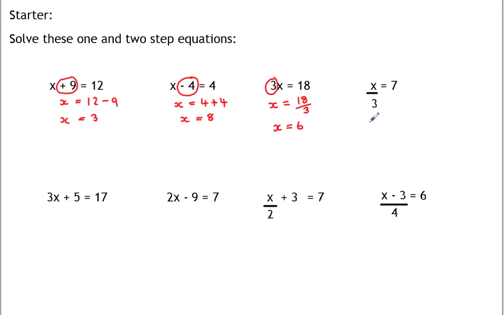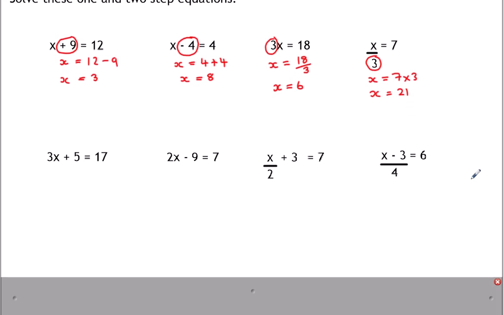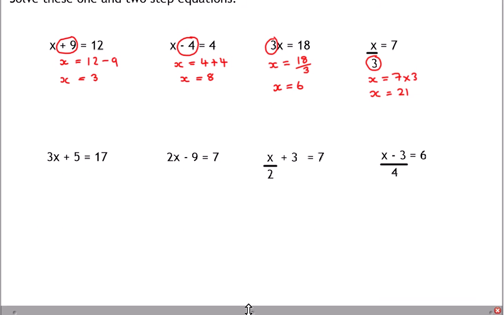And for the last one of the one-step equations, this 3 down here at the minute is dividing because it's underneath a fraction, and the opposite of dividing by 3 is to times by 3. 7 times 3, x equals 21. Okay, it should look pretty much exactly like mine. If it doesn't, you're not writing them down properly and you're asking for trouble later on.